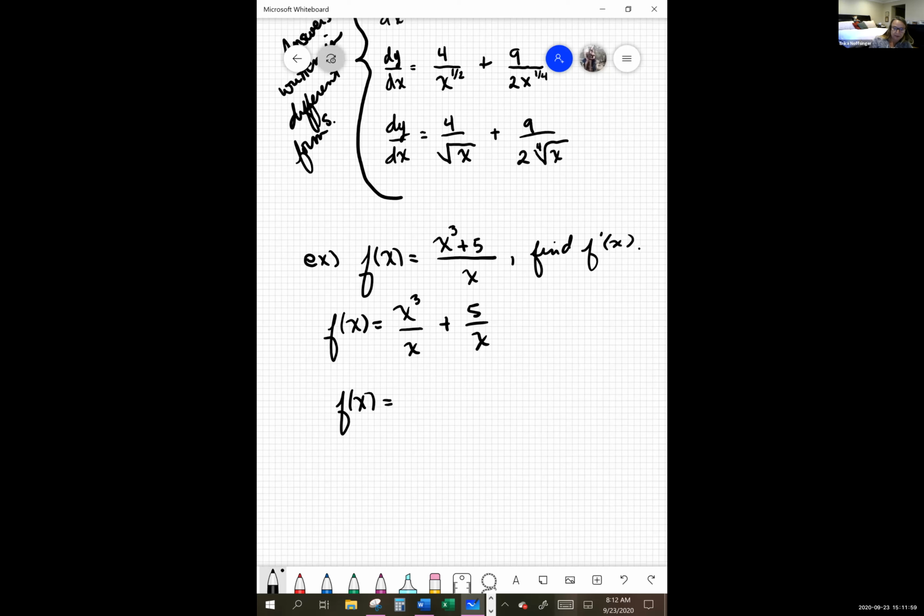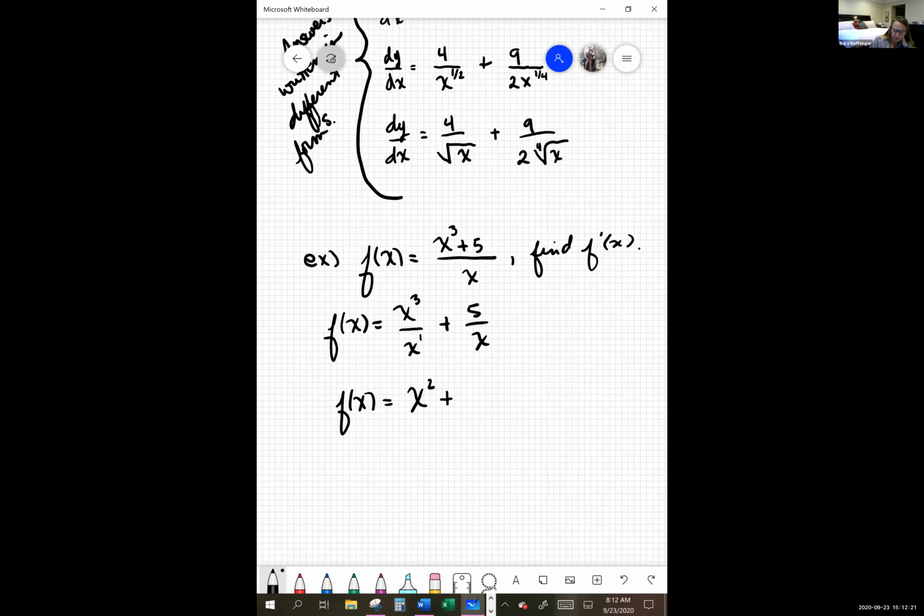Notice x cubed over x simplifies, using my rules of exponents. If you have the same base, a single term like this, they have the same factor of x, so we're going to subtract the exponents. So this would be 3 minus the 1 exponent, so this is really just x squared. Plus, and this 5 over x, again, we're having problems because it's not in that general power rule form.